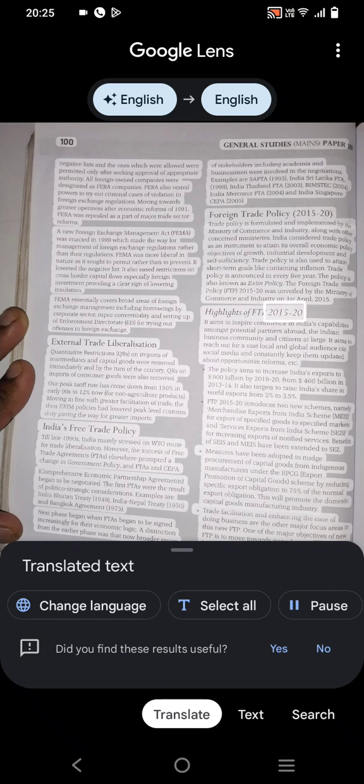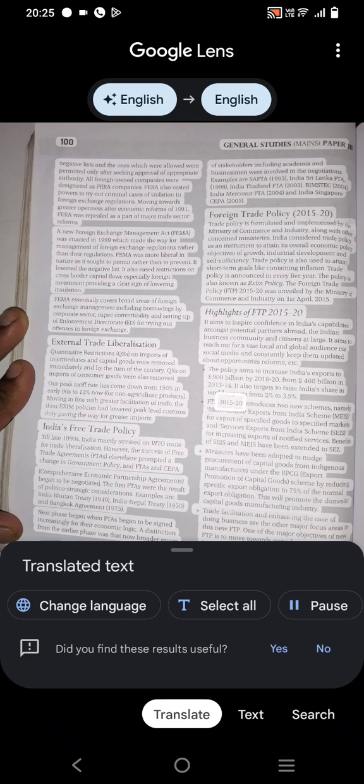Highlights of FTP 2015-20. It aims to inspire confidence in India's capabilities amongst potential partners abroad, the Indian business community and citizens at large. It aims to reach out to a vast local and global audience via social media and constantly keep them updated about opportunities, reforms, etc. The policy aims to increase India's exports to $900 billion by 2019-20, from $466 billion in 2013-14. It also targets to raise India's share in world exports from 2% to 3.5%.